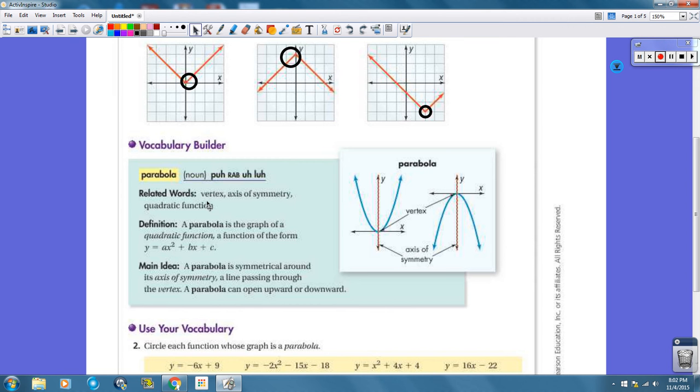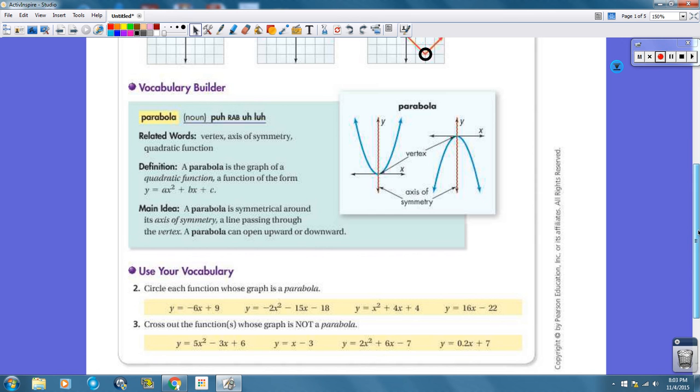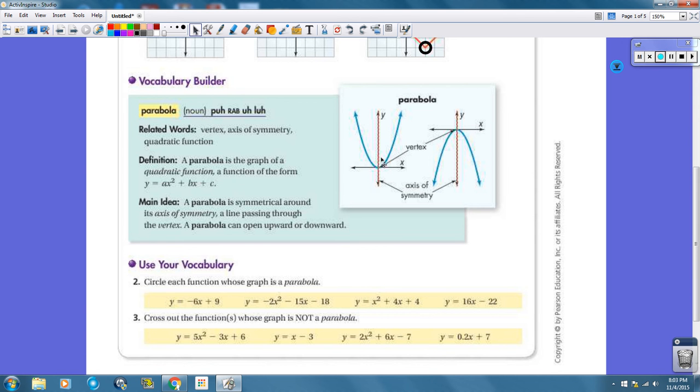When you're working with these conics or these quadratics, vertex is a word we use quite often, and again, that's either the lowest or the highest point. Axis of symmetry is that invisible line that cuts your function in half so that it's a mirror image, or symmetric to itself. And then quadratic function: a parabola is the graph of a quadratic function, a function of the form y equals ax squared plus bx plus c. That's considered standard form. You'll see that again. Our main idea here is that it's symmetrical around its axis of symmetry.